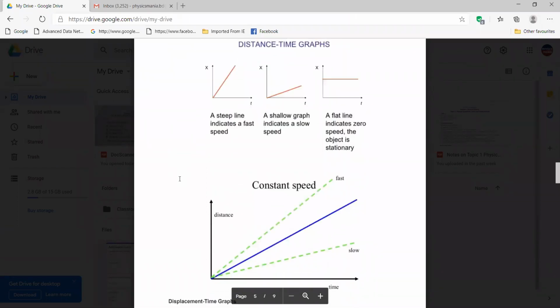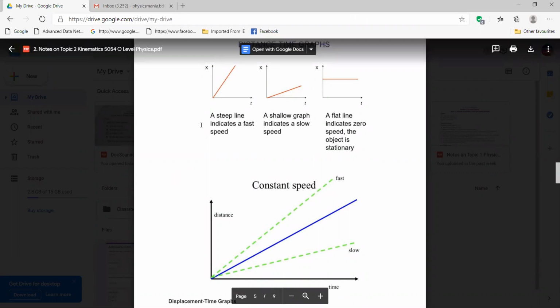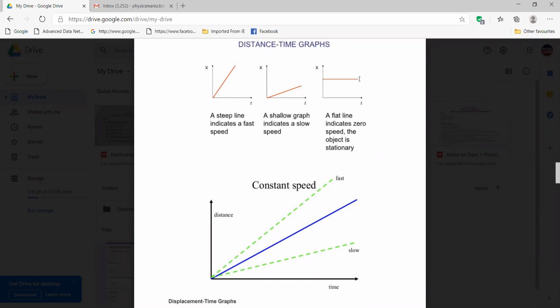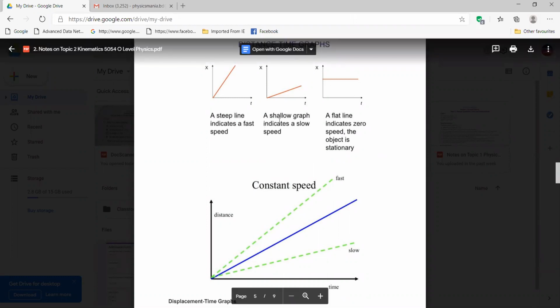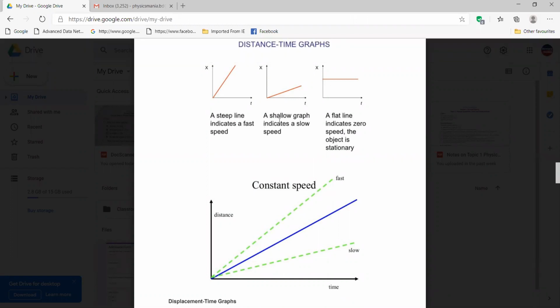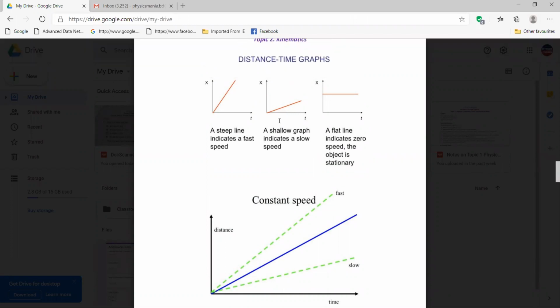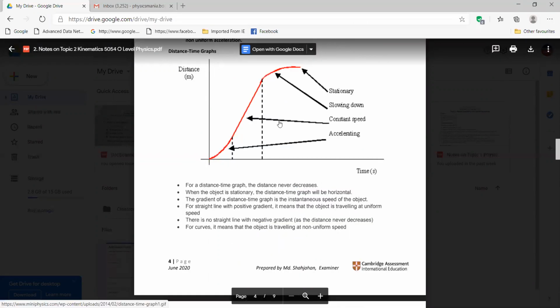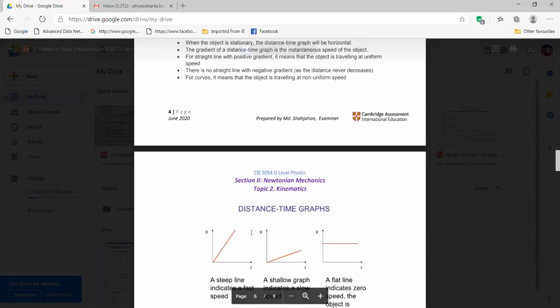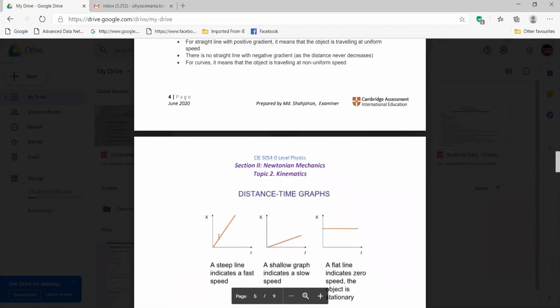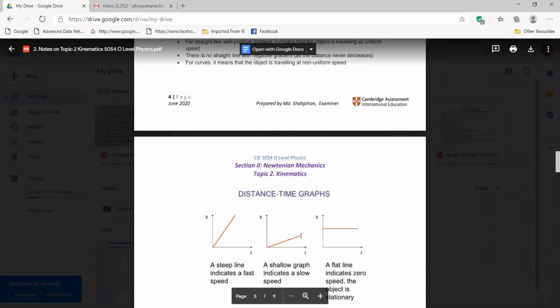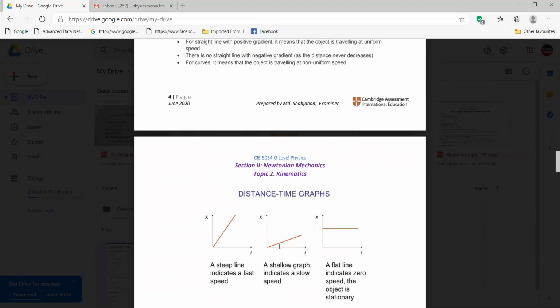Then distance time graphs, we are showing separately here. You see, I added this diagram for some reason, to show you, previously you only got constant speed right here. Now in this diagram we also have constant speed, but this line is a bit steeper and this line is less steeper, right? Isn't it?